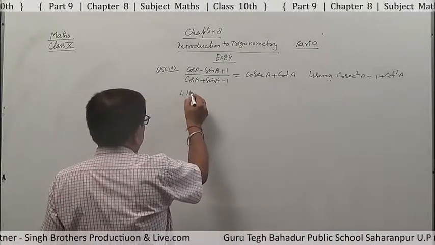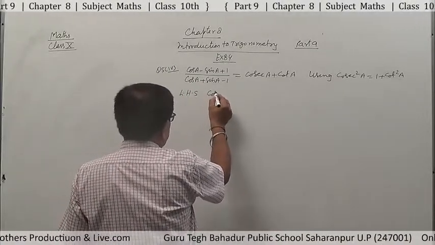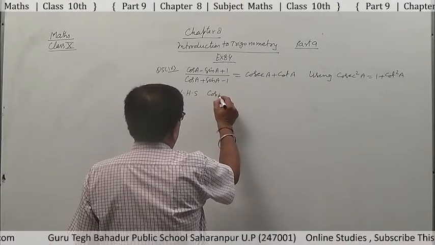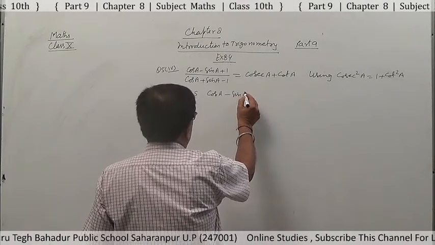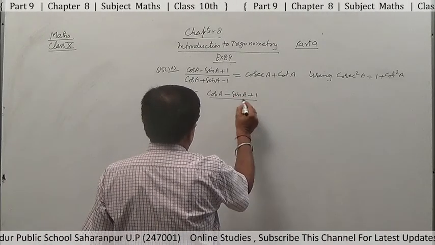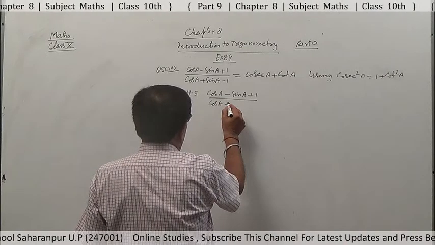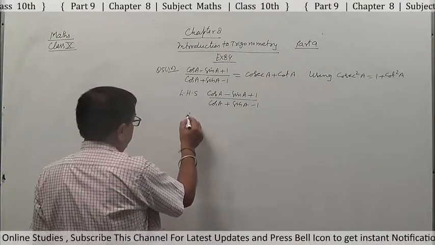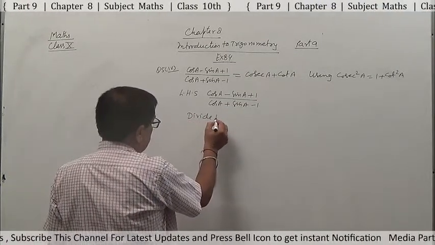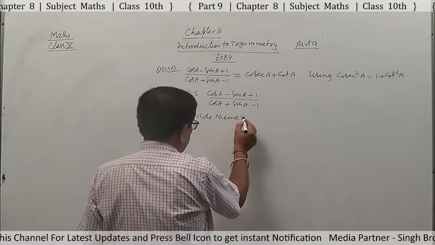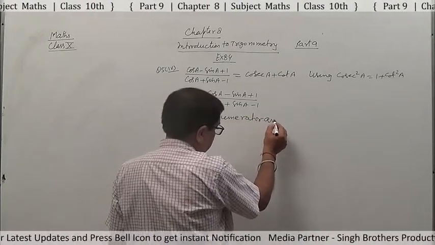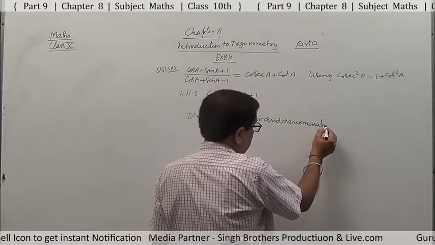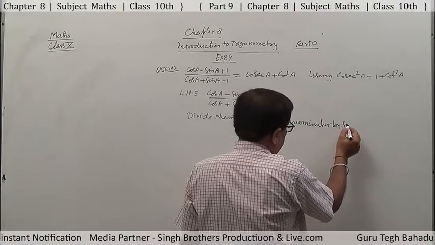Left hand side: cos A minus sin A plus 1 upon cos A plus sin A minus 1. Now divide numerator and denominator by sin A.